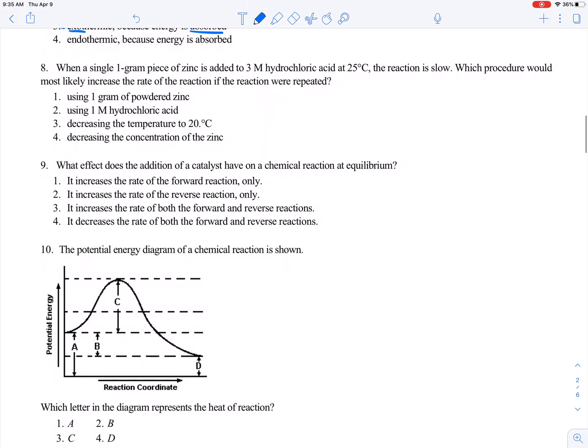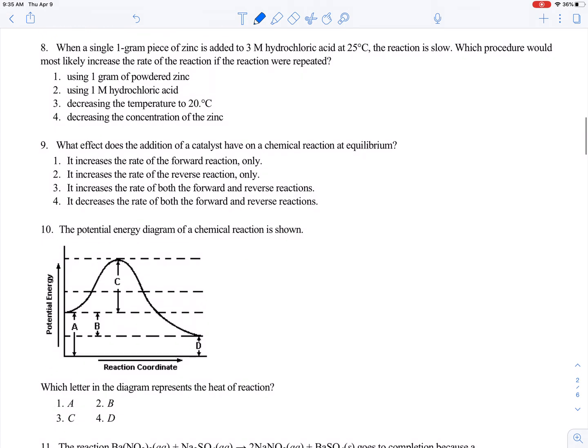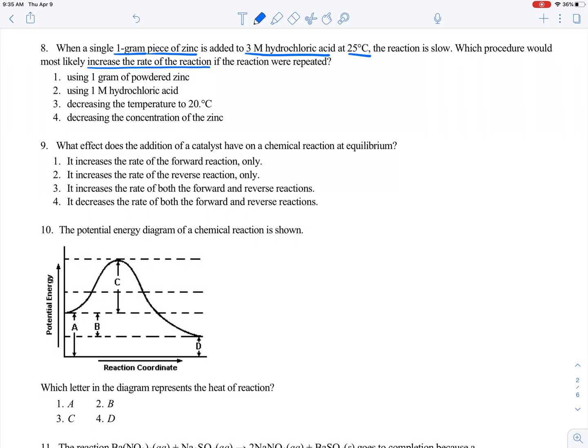Number 8, when a single 1 gram piece of zinc is added to 3 molar hydrochloric acid, the reaction is slow. Which procedure would increase the rate of the reaction if the reaction were repeated? So here are all the factors that I'm dealing with. A 1 gram piece of zinc, a 3 molar acid, and 25 degrees. So there's lots of things that I could change in this to speed it up.